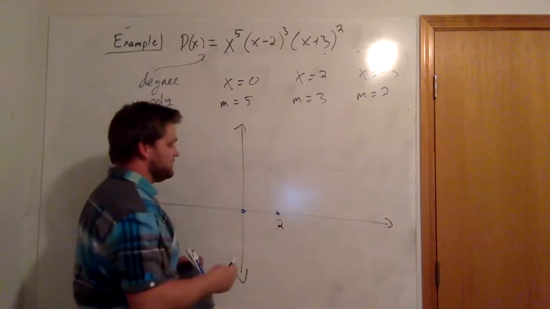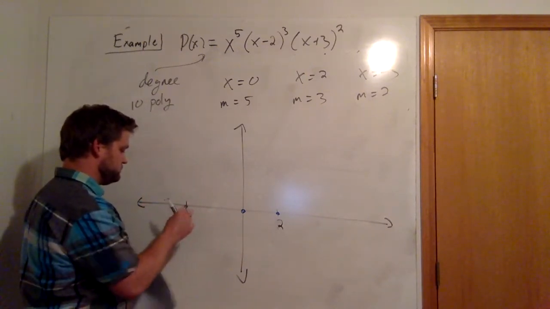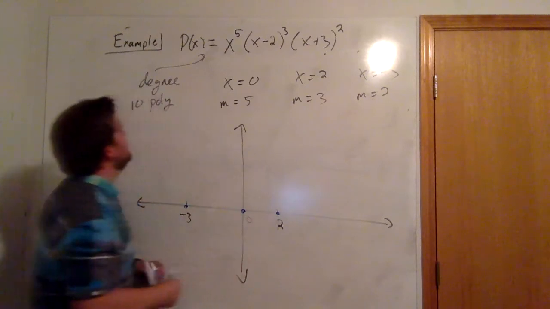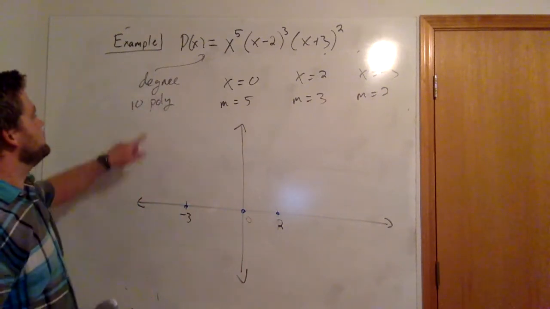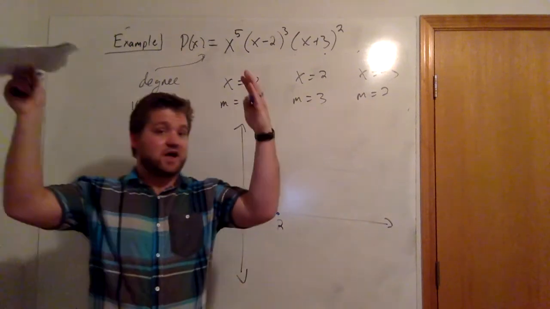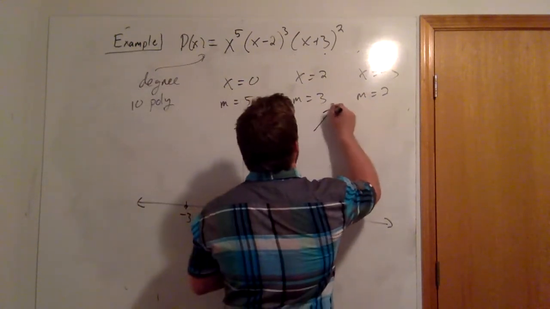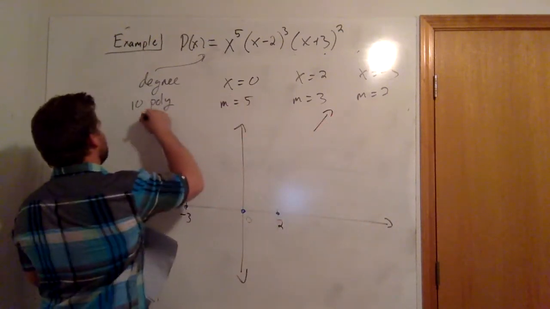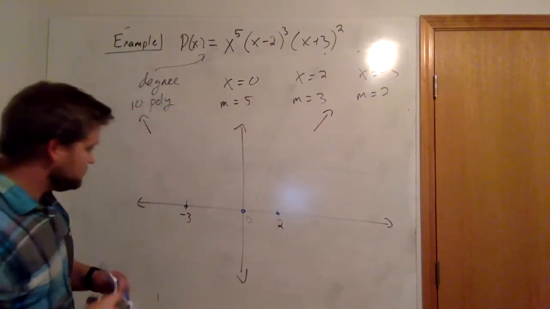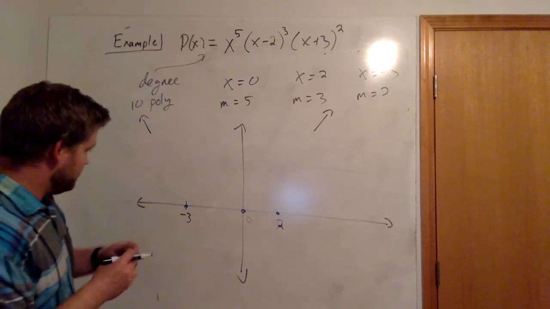And I have a root at x equals negative 3. Okay. The end behavior of this will behave just like a x to the 10th, which is a lot like a parabola. It'll behave a lot like x squared. So I know that this has to be the end behavior. Okay, so let's take a look at what should happen.